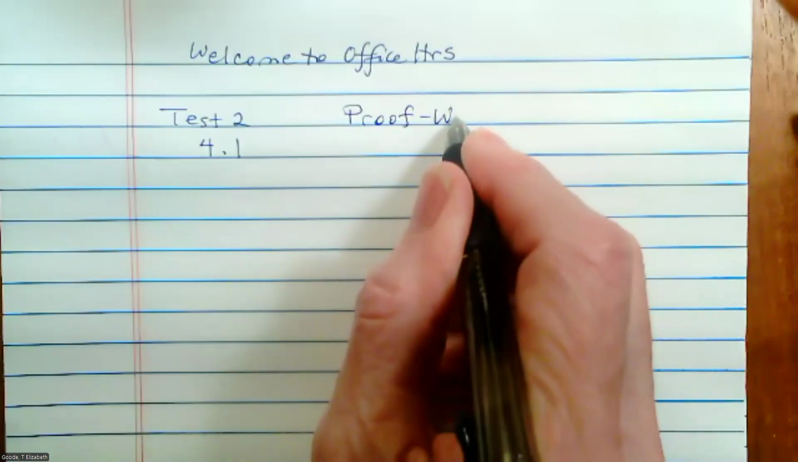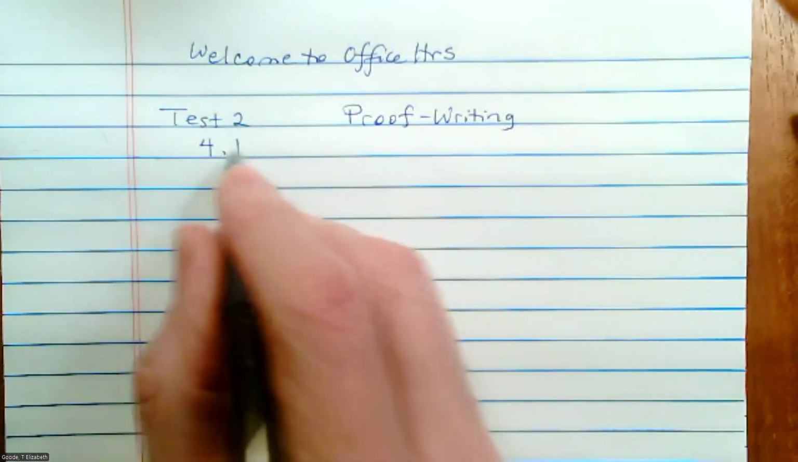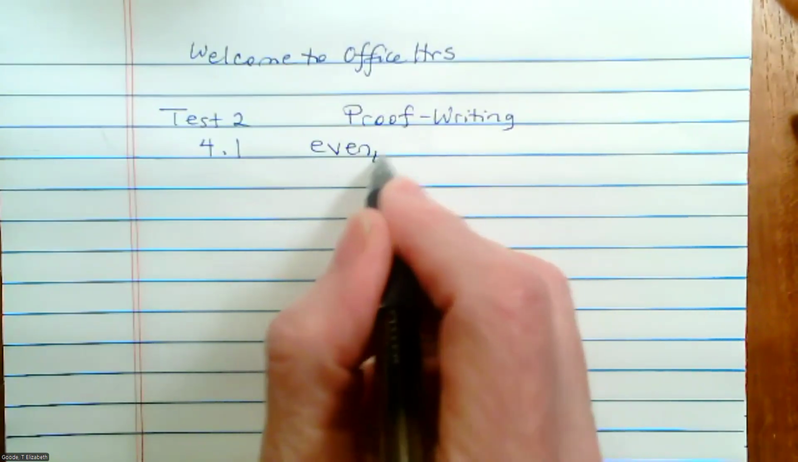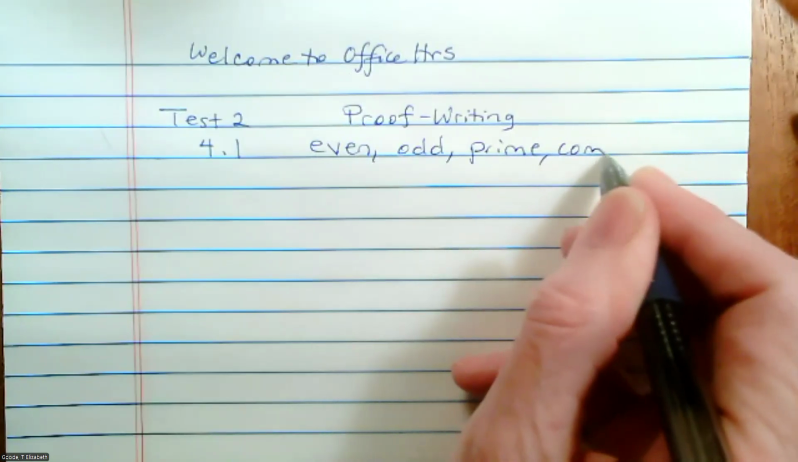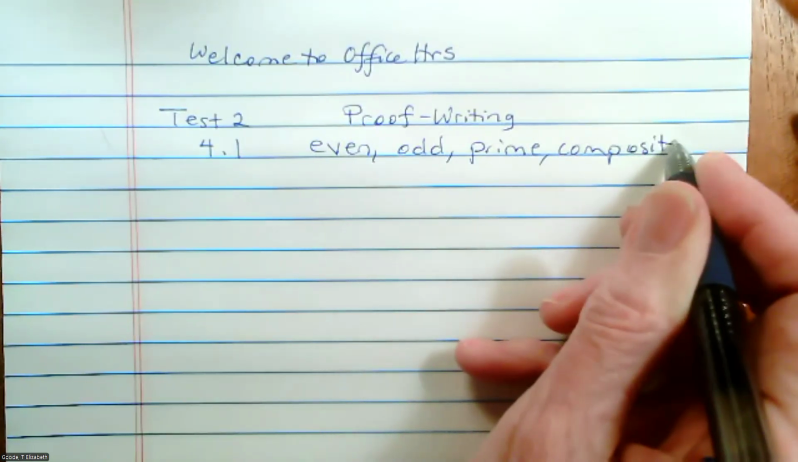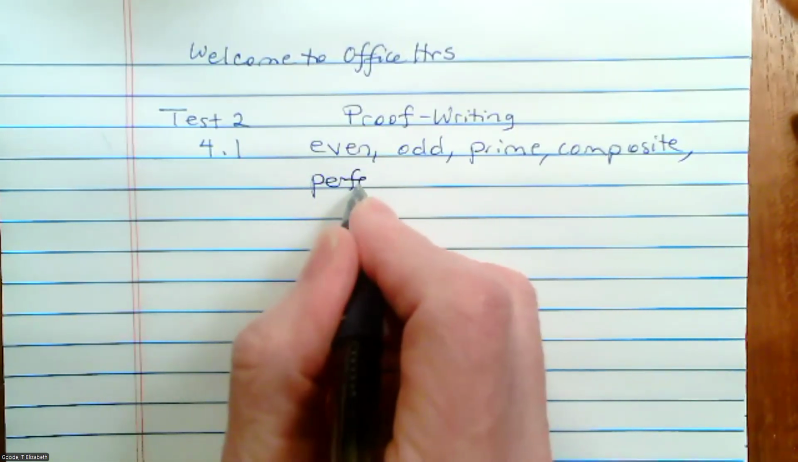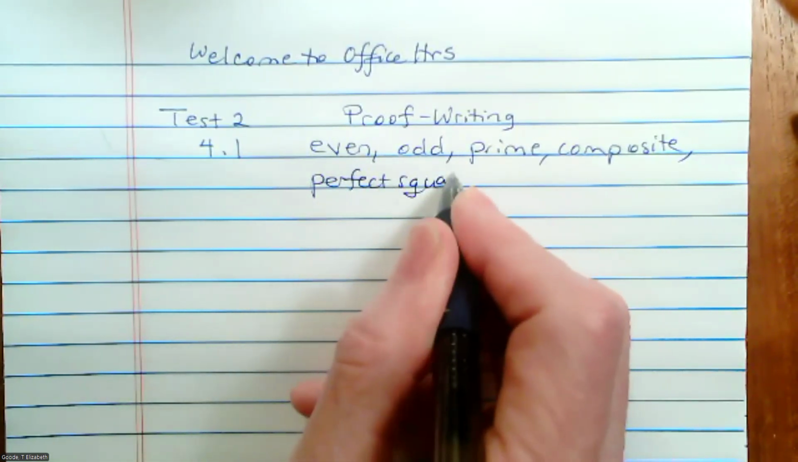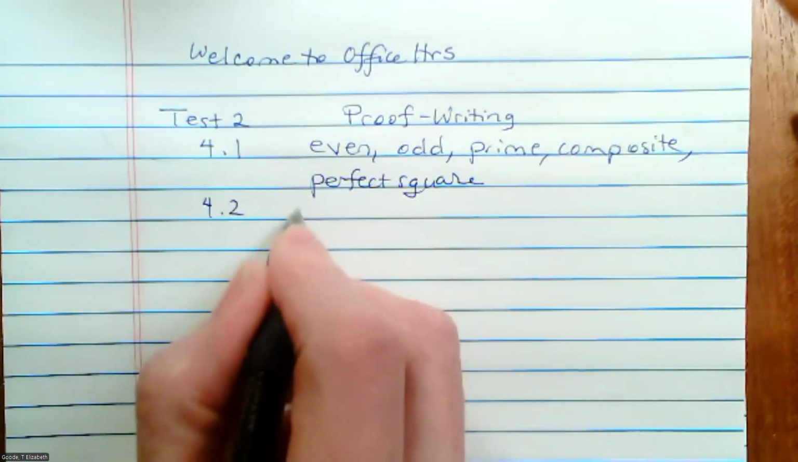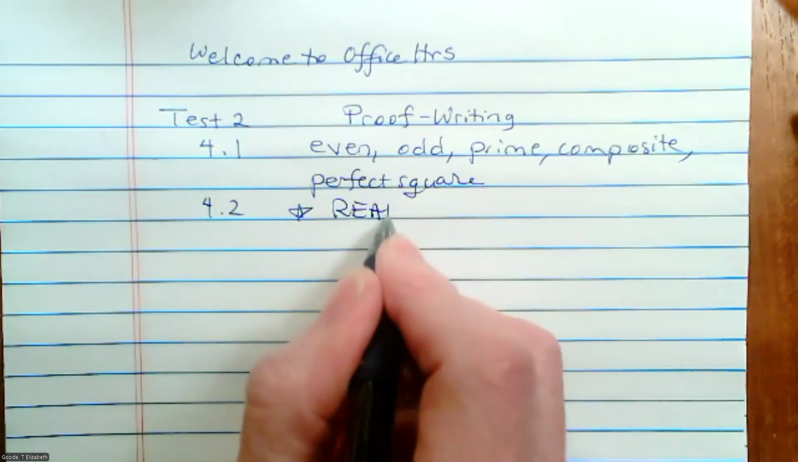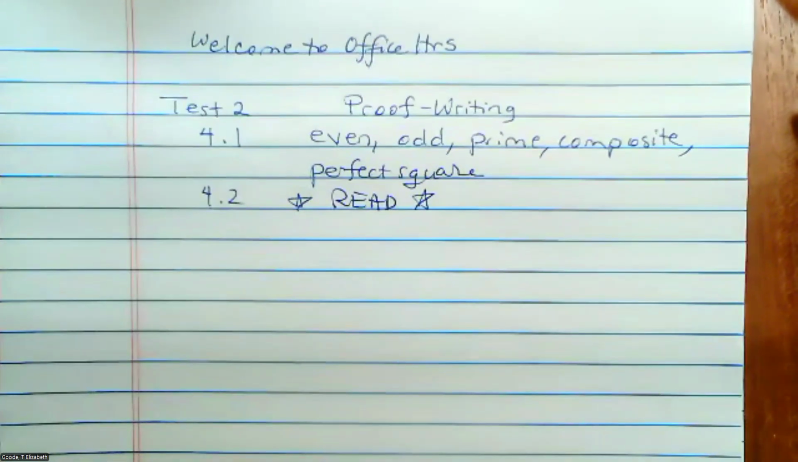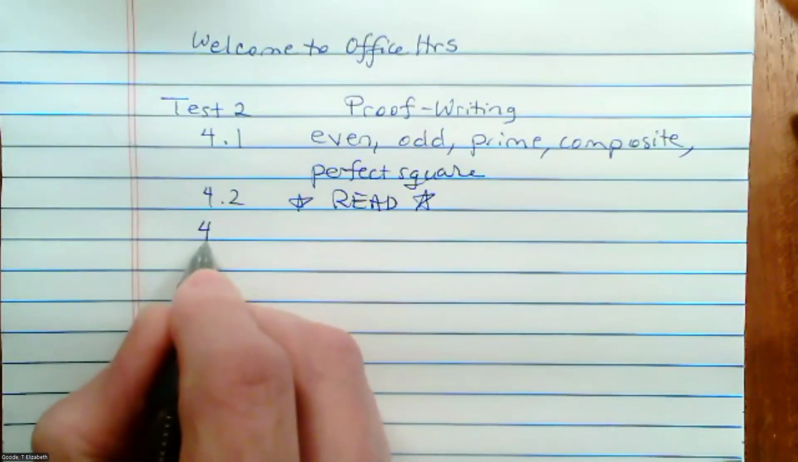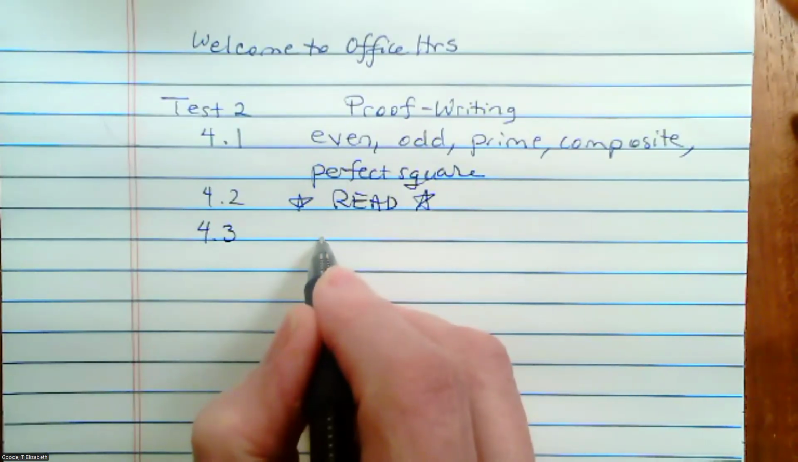The whole chapter's on proofwriting, right? But 4.1, what do we have? Even, odd, prime, composite, perfect square. And then 4.2, you're supposed to definitely read that because it's a really great section that gives you information about writing proofs. And then 4.3 was about rational numbers.